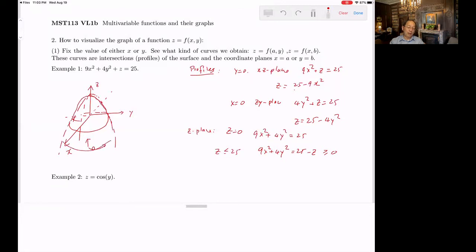Now we can add another one. So this one is an ellipsoid. Okay. And the maximum value is over there. All right.